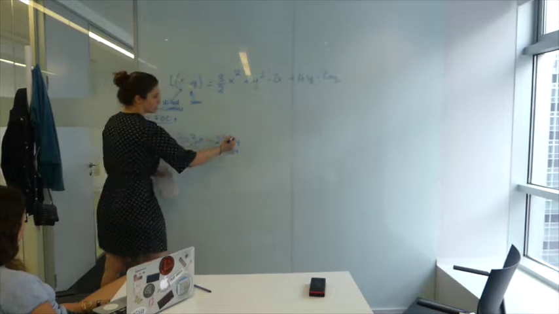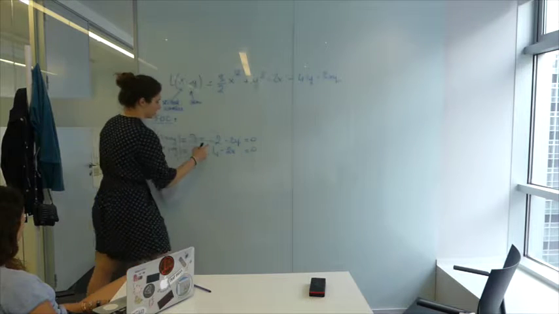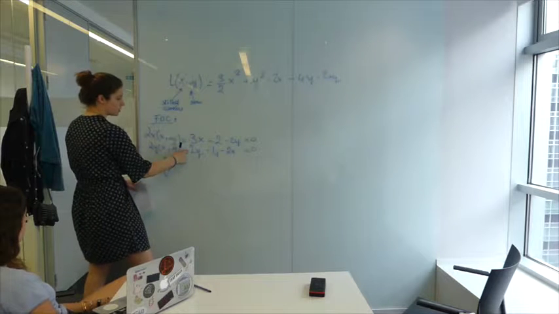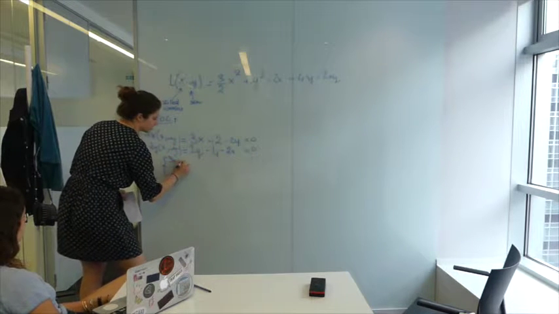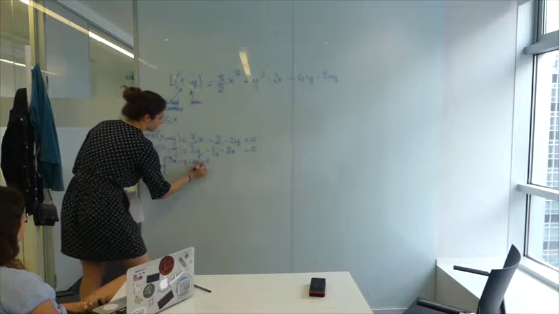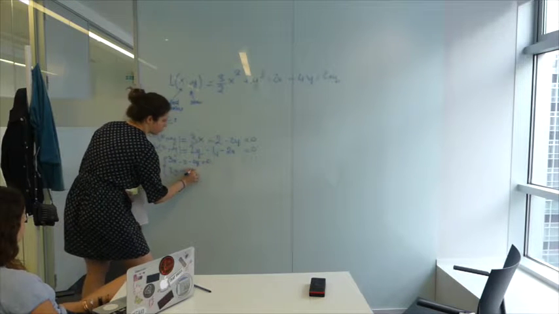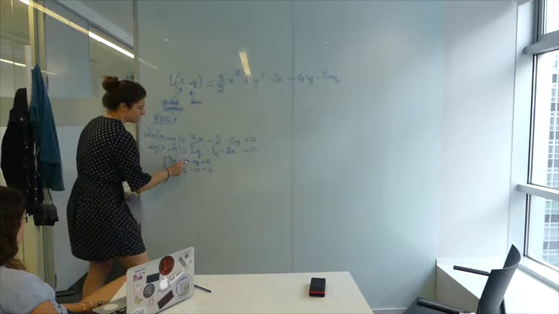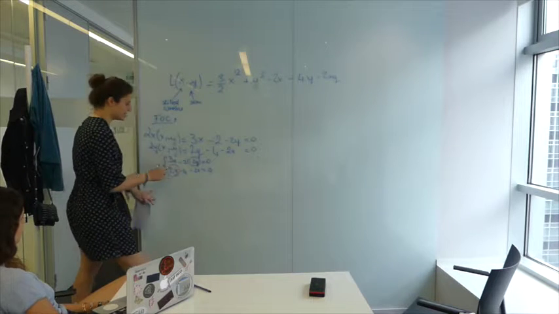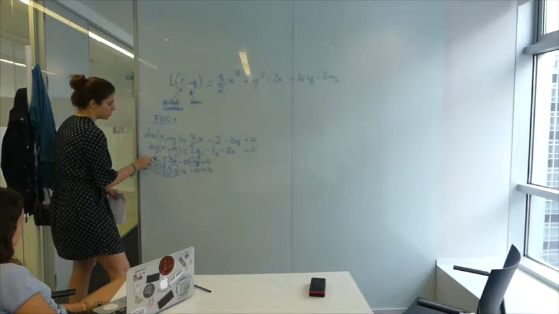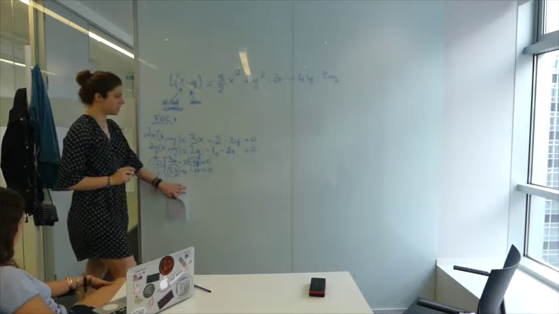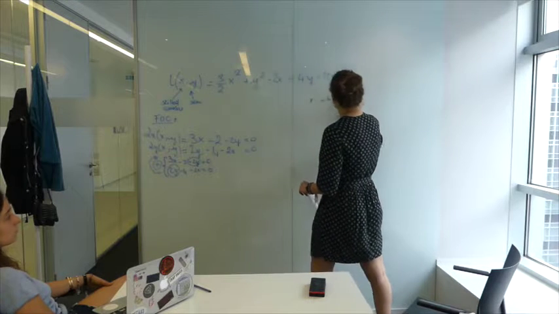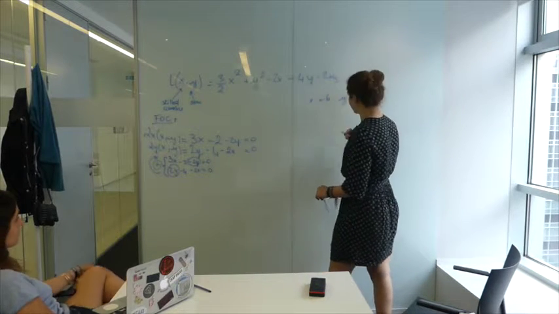So as we can see, this is equal to 0, this is equal to 0. Now we have a system of equations. We have 3x minus 2 minus 2y equal to 0, and 3y minus 4 minus 2x equal to 0. We can see that this one is negative, so we can add these two equations, and we find that x is equal to 6 and y is equal to 8.